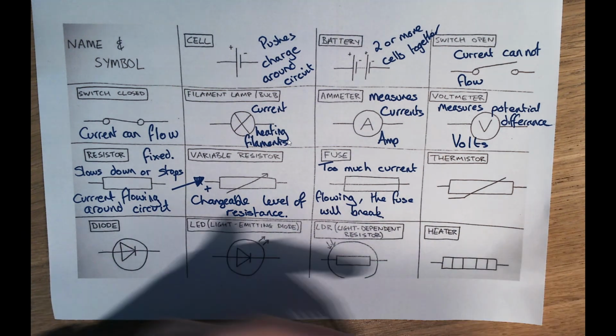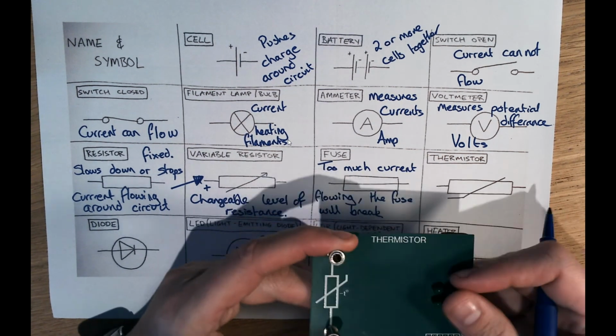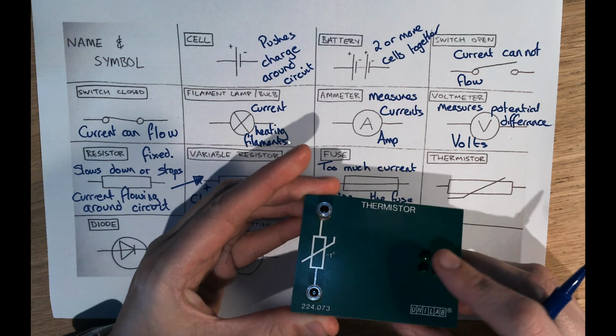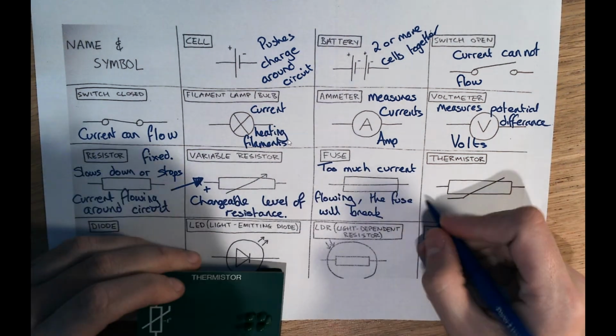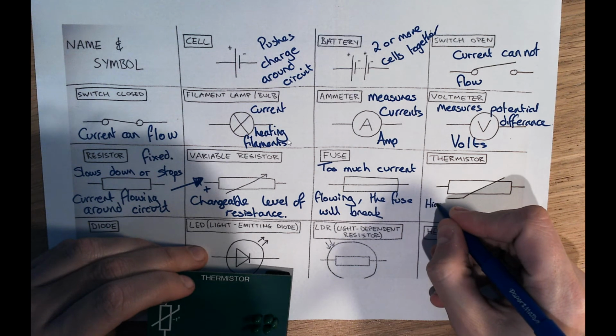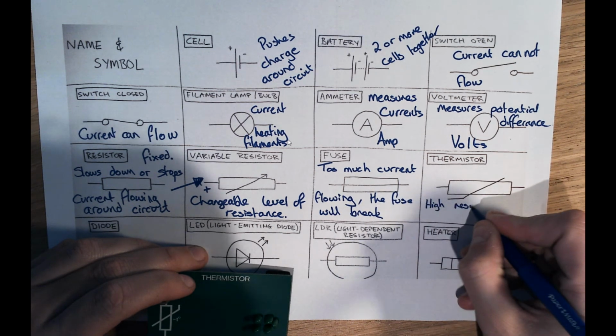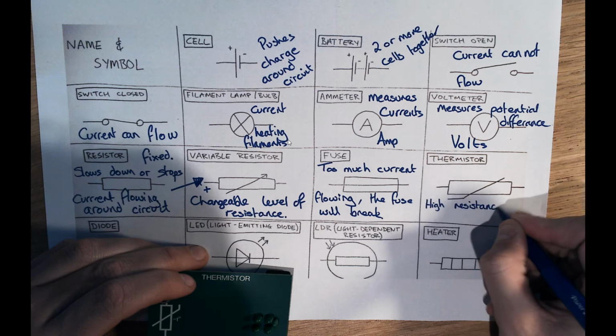Okay, a thermistor. So this is what a thermistor looks like, and this is a temperature sensitive resistor. And a thermistor has a high resistance at a low temperature.